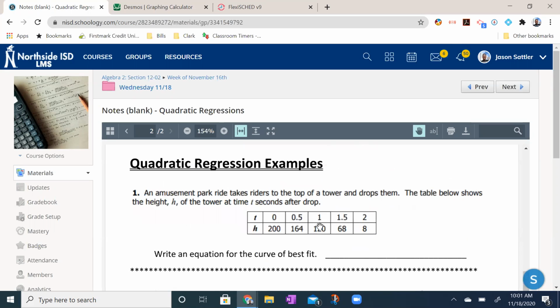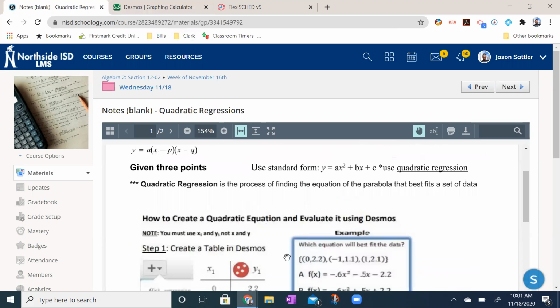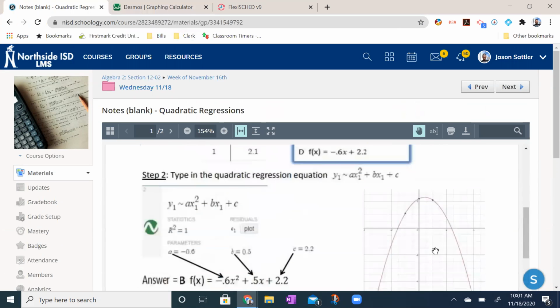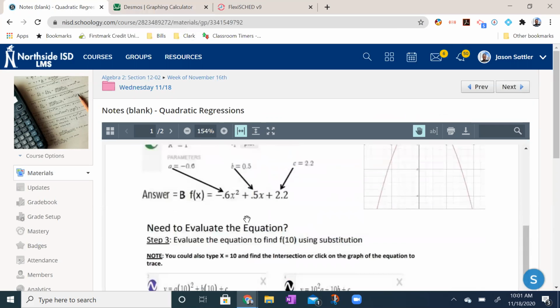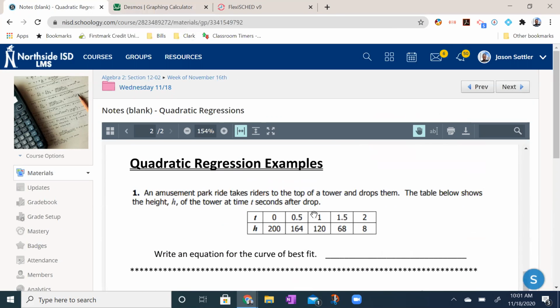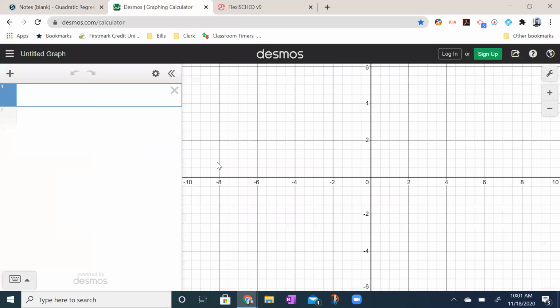So what we're going to do is put this table into Desmos. I'm going to show you how to do the regression. There's specific keys we're going to have to hit. Here is the walkthrough of another example of how to get the regression. Okay, so we're going to do these steps here, but we're going to apply it to this example number 1. All right, so I'll give you a few seconds to get your Desmos going.